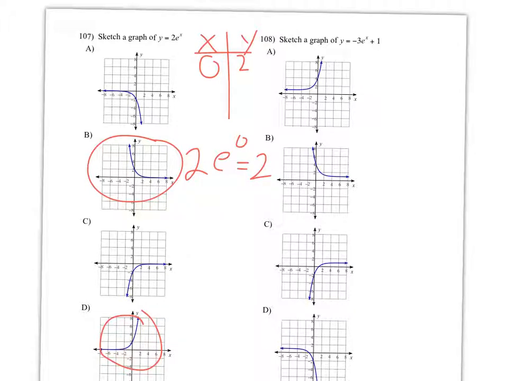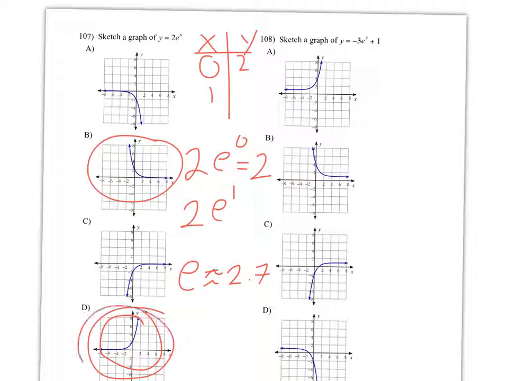The only thing you really need to know is that if you plug in 1, 2e to the 1, e is about 3. In fact, it's about 2.7. 2 times 2.7 is not going to be really close to 0. So D is our answer. Because 2 times 2.7 is about 5.4-ish. That's up here.